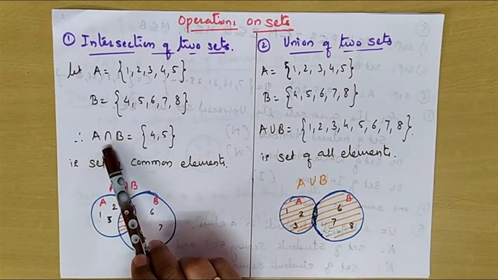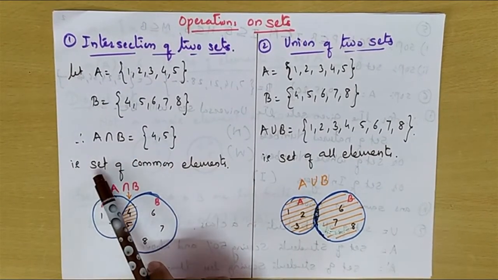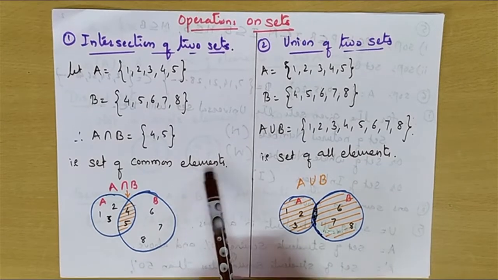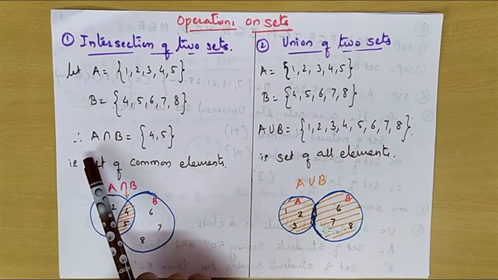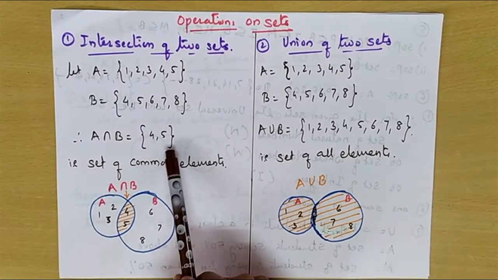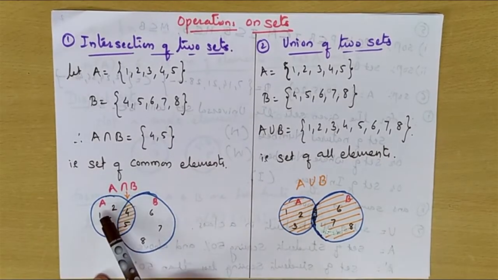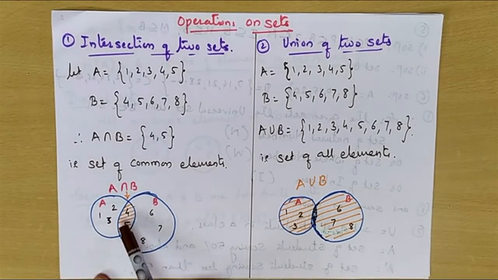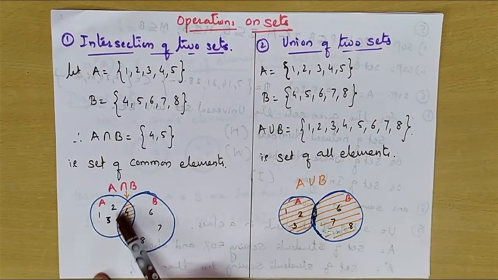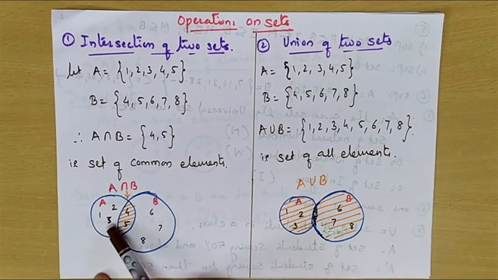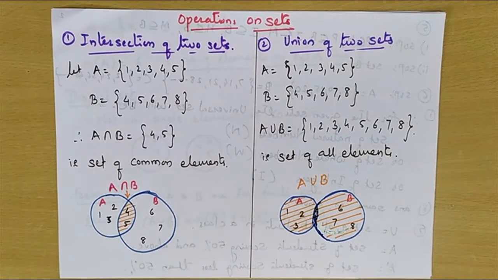This is the notation for intersection. A intersection B is equal to {4, 5}. That is the set of only the common elements between these two sets, 4 and 5. So hence we get the answer A intersection B as 4 and 5. If you want to represent it with the help of a Venn diagram, A set will be 1, 2, 3, 4 and 5. B set also 4, 5, 6, 7, 8. And this common area between both the sets is nothing but the area of A intersection B.